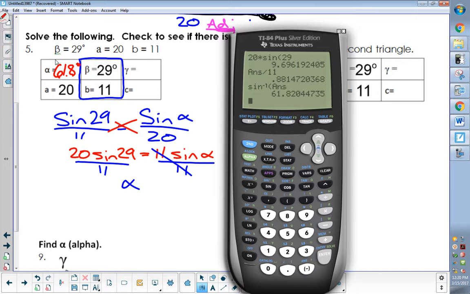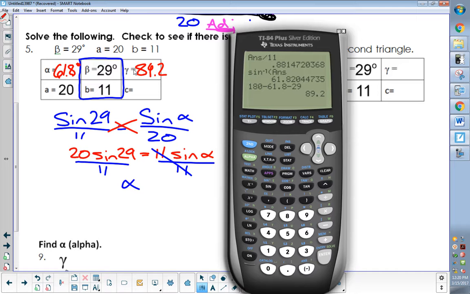Once I find alpha, what's the next easiest thing to find? How many angles do I have now? I have two angles. So if I have two angles, I'm going to subtract from 180 to find the other one. So 180 minus 61.8 minus 29. That'll tell me the third angle, 89.2.